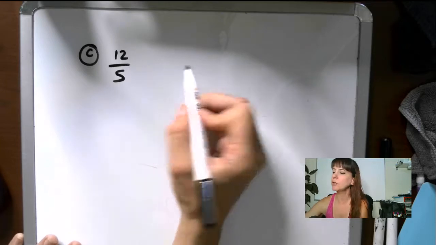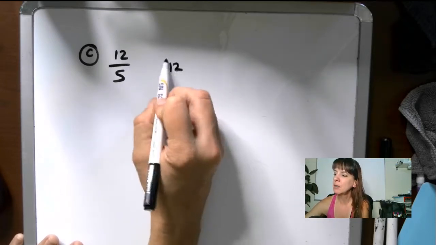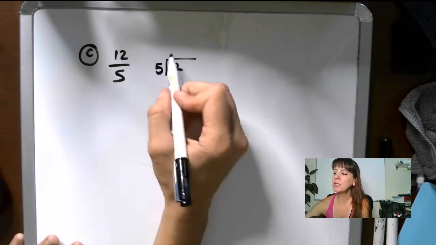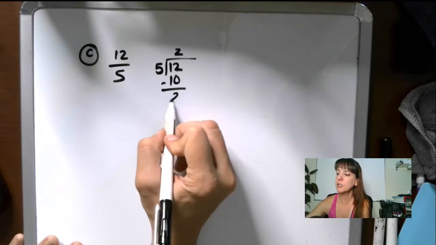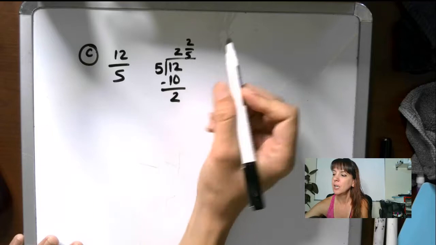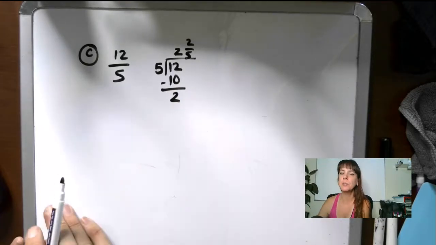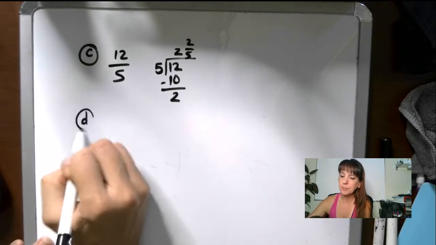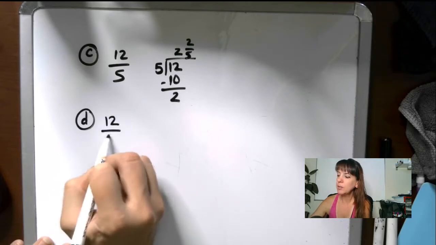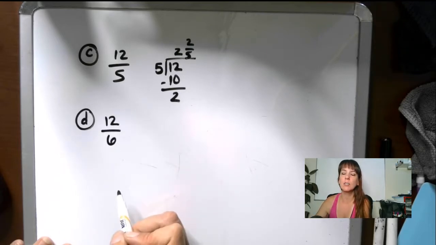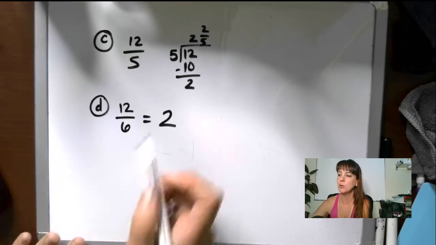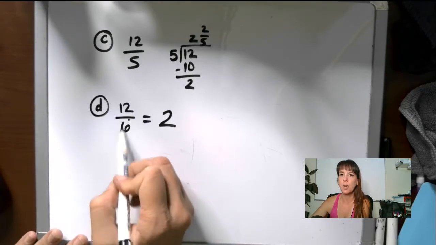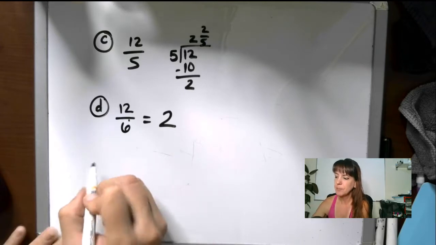If it's on top of the table, it goes under the table. So it's going to look like this. 5 goes into 12 2 times without going over. 2 times 5 is 10. We get 2, so we have a remainder of 2/5. So 12/5 becomes 2 2/5. Let's look at D. 12/6. 6 goes into 12 2 times with no remainder, so it's just flat out 2. Remember, this is just a division sign, so 12 divided by 6 is going to be 2.